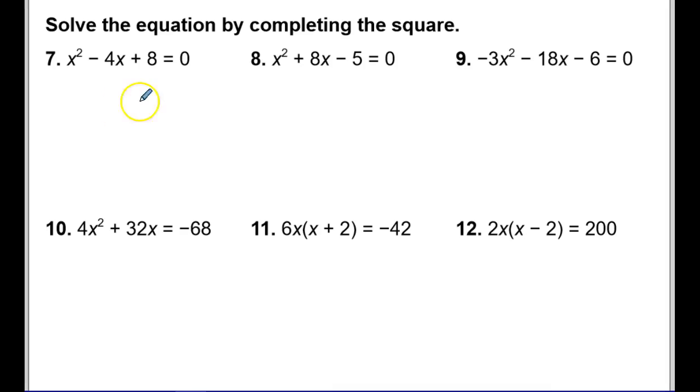Okay? So now here are some for you to try. I really want you to look at some of these more complicated ones, like 9 and 10. Try and see if you can do the same thing with these as well.